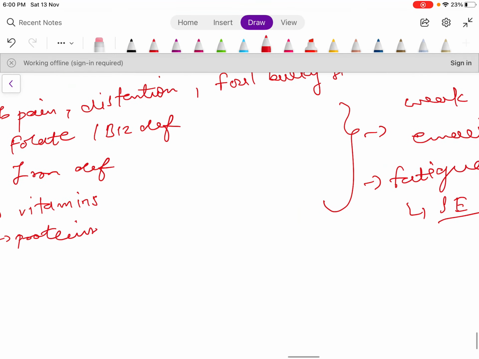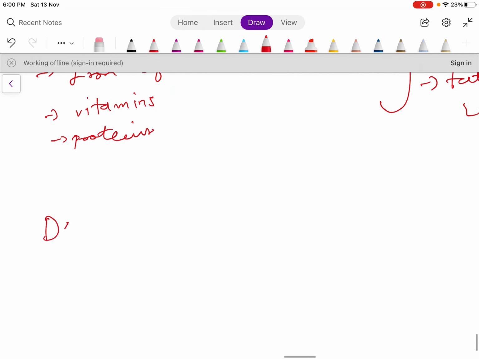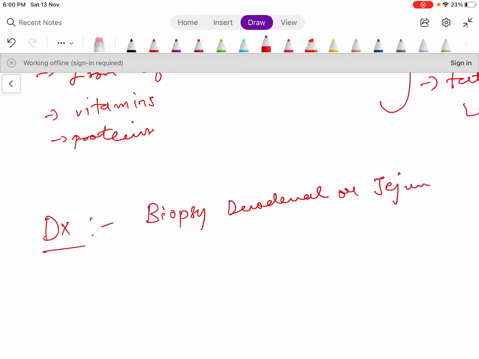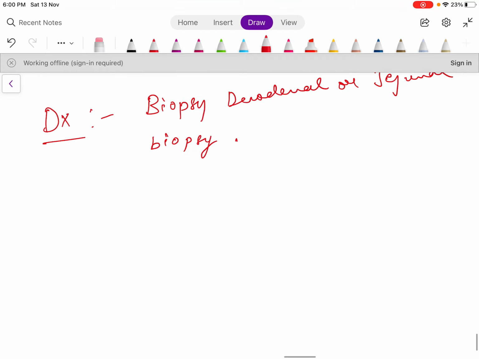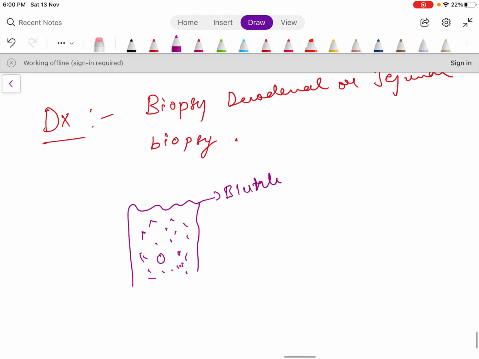Okay, so now when this type of patient comes to you, what you need to do is, the gold standard diagnosis is biopsy. You need to do duodenal or jejunal biopsy, and in the biopsy what you will see is blunting. You will see the blunting of the villi and intraepithelial lymphocyte infiltrates.